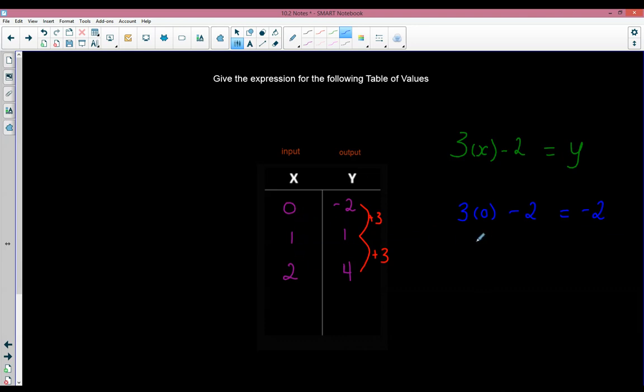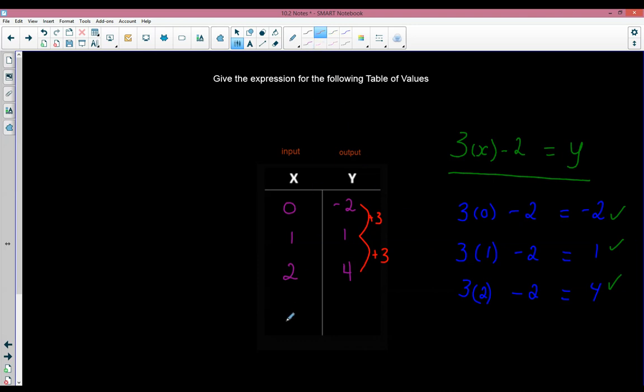Let's try it out for these two. 3 times 1 is 3. Subtract 2 is 1. Replace the x with the value of 2. 3 times 2 is 6. Subtract 2 is equal to 4. This worked for 3 of our inputs, and therefore we can safely say that this is the correct expression.